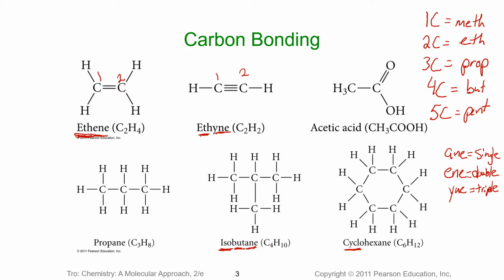Now I do want to explain something a little bit further, and this is what we call line angle drawing. So organic chemists, because they draw carbon over and over and over, they've come up with a method to draw the bonds.